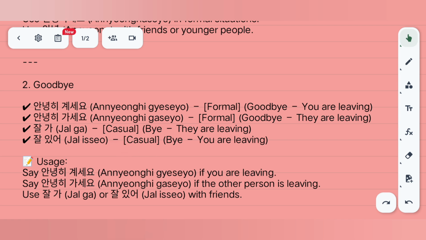Next one is casual. You say 잘 가 when the other person is leaving. Next is 잘 있어. You say 잘 있어 when you are leaving and the other person is staying. It's a little confusing, but once you learn it, you will never forget. Say 안녕히 계세요 if you are leaving. Say 안녕히 가세요 if the other person is leaving. And use 잘 가 or 잘 있어 with friends or younger ones.